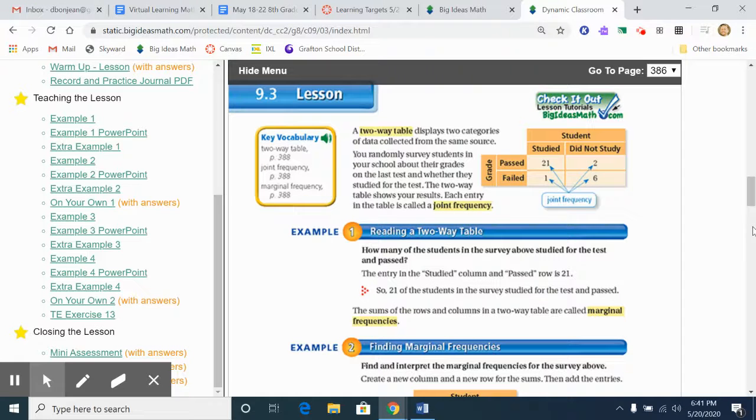What's going on, guys? It is Thursday, May 21st. We are skipping 9.2, just so you're aware, just focusing on the most important stuff for the rest of the year.